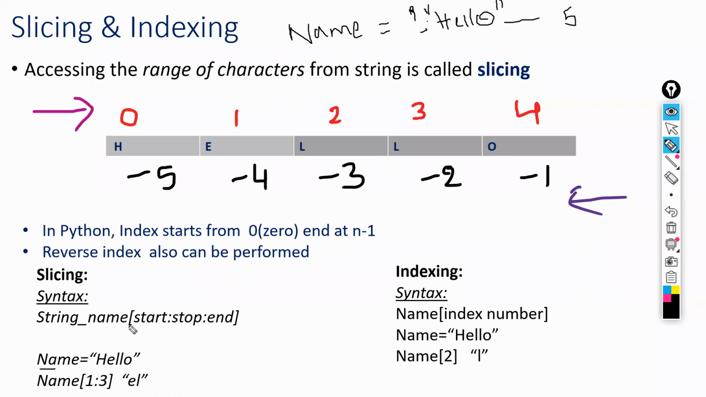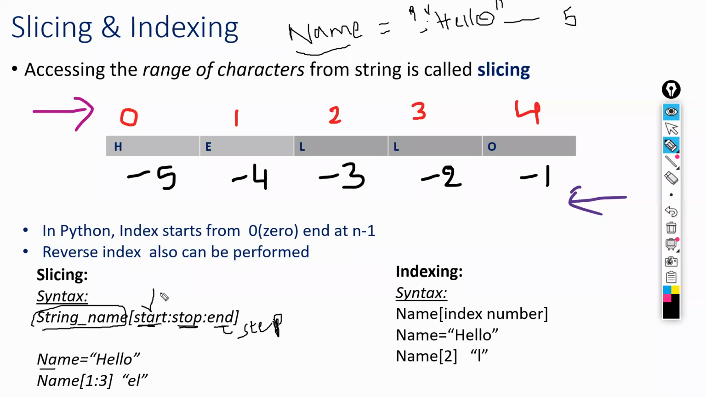The syntax for this: string name. Here the string name is name, and start, where we want to start, and where we want to stop. It's not end, in fact it's step. Correct yourself, this is step. Here, this is the starting position.